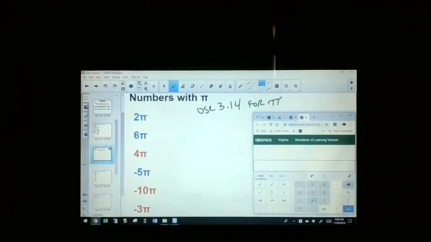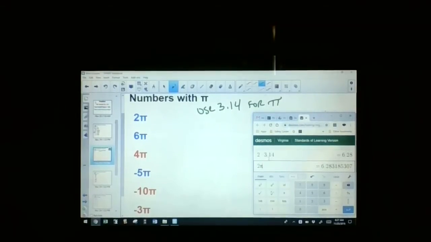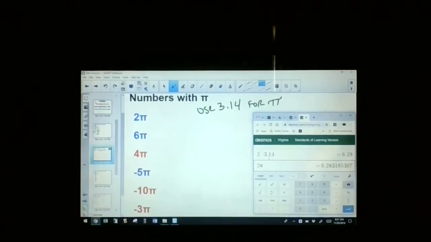And so I'm going to do 2 times 3.14, and I get 6.28. Let me show you what happens. Oh, here's the pi button right there. If I do pi, you'll see that the number gives me more decimal places. In 8th grade math, we use 3.14 for pi because we're just using that. You will use the actual pi later on in geometry when you get there. But for right now, do not use the pi button, use 3.14.